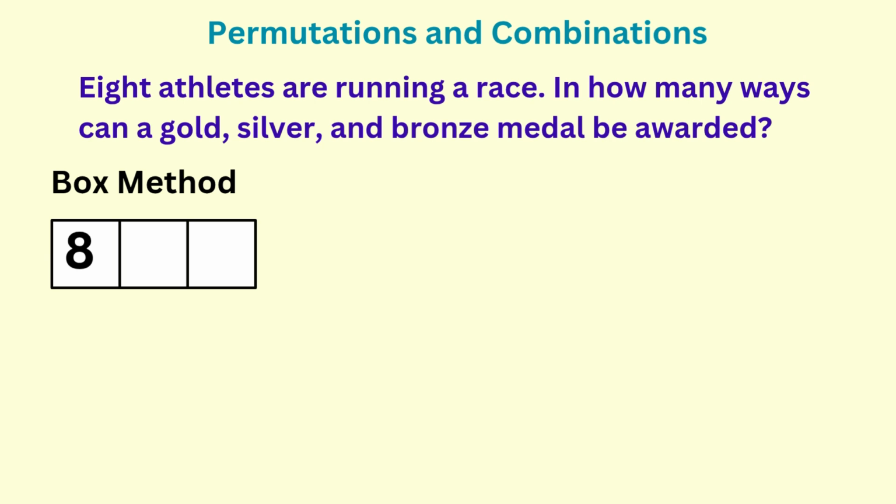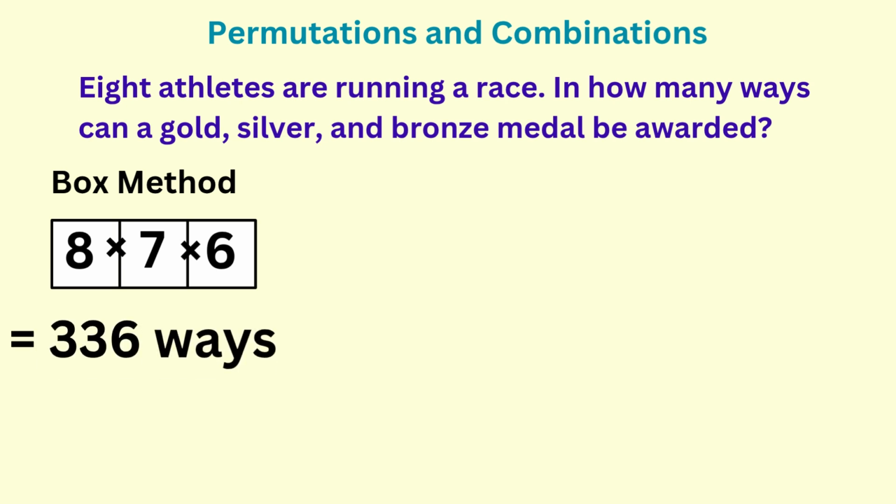Second box. 1 athlete has already won gold. That means 7 athletes are battling for silver. Third box. 2 athletes already got medals, so only 6 athletes are left for bronze. Now multiply. 8 times 7 times 6 equals 336. So there are 336 different ways to award the 3 medals.